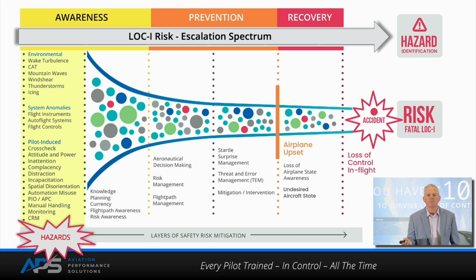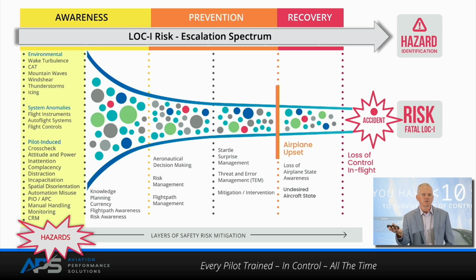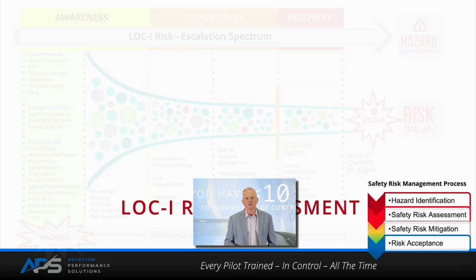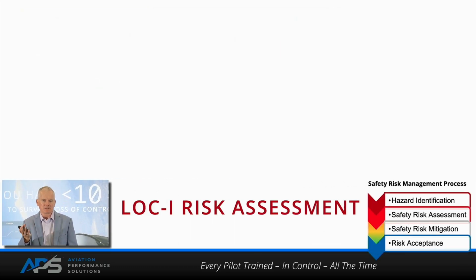Before we talk about what that paradigm shift is, we need to fairly look at the system right now, based on the statistics we looked at, where loss of control in flight represents nearly 50% of all fatalities in aviation, no matter where you look. So from this diagram, let's go ahead now and do a safety risk management, or risk assessment, I should say.